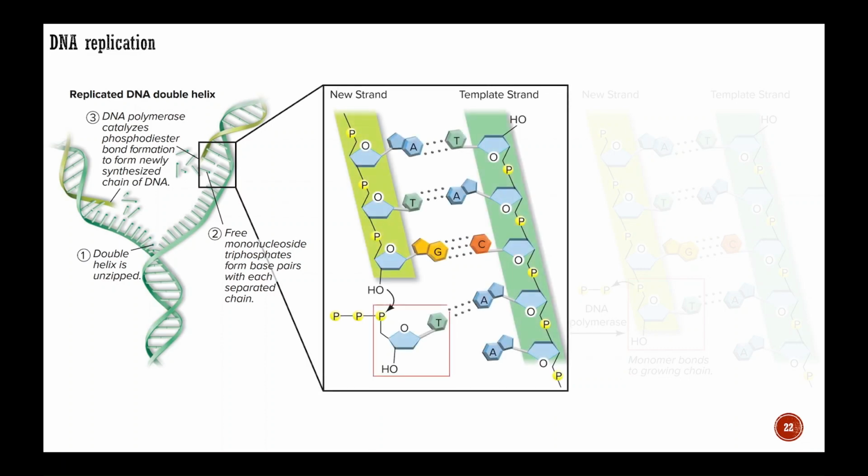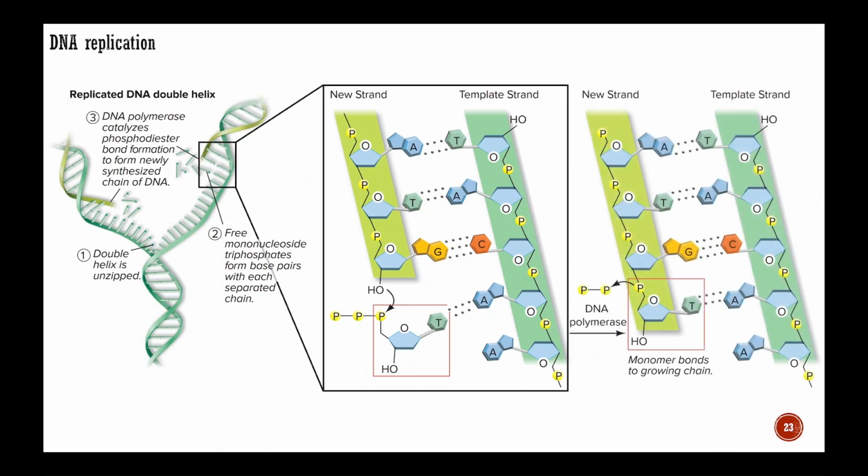Then, the bases in each DNA strand form hydrogen bonds with the complementary bases of free mononucleoside triphosphate units. In the final step, the nitrogenous bases, stabilized by hydrogen bonding, are linked through phosphodiester bonds to form a new strand. This process is catalyzed by an enzyme called DNA polymerase. Gradually, each of the unzipped strands forms the complementary half of a double helix, resulting in 2 identical double helices.